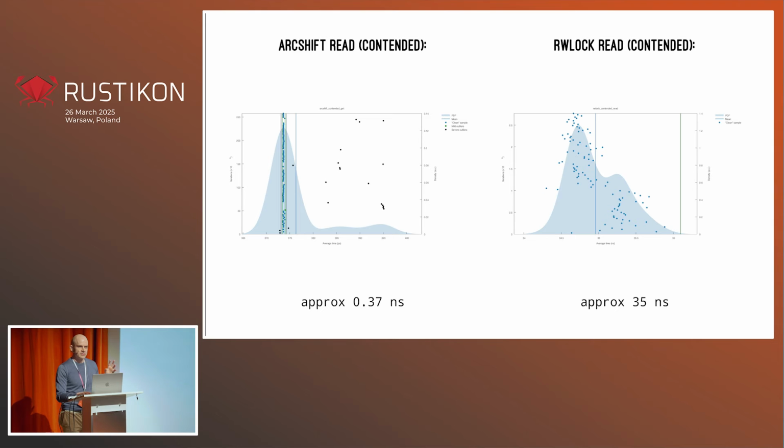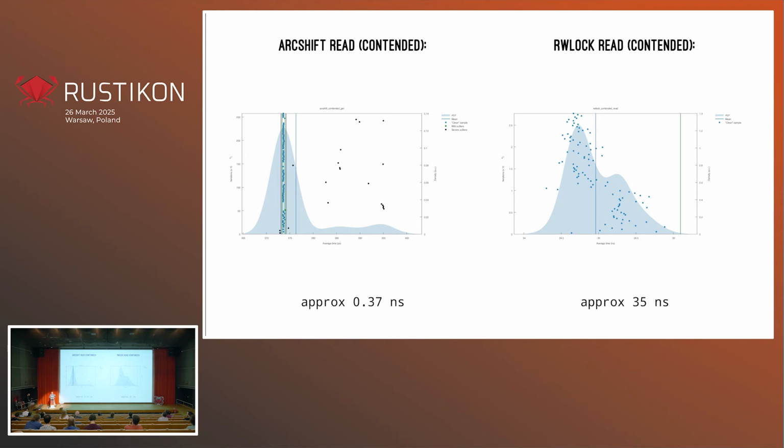And if we look at this under contention, so what I've done here is I have another thread that's constantly just reading the ArcShift or reading the RwLock. We can see that the RwLock now is 100 times slower. And that's because in the RwLock read case, the two cores are just ping-ponging a cache line back and forth between each other. But for ArcShift, the cache line will be in the L1 read cache on both cores, and they no longer interfere with each other.